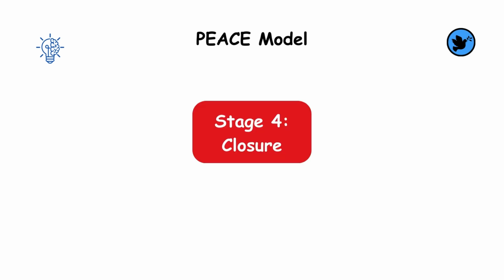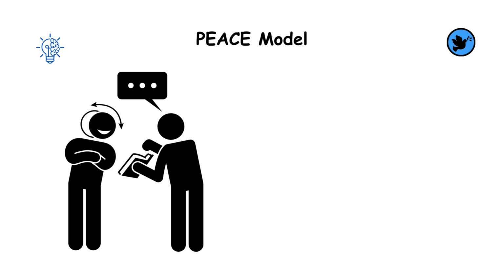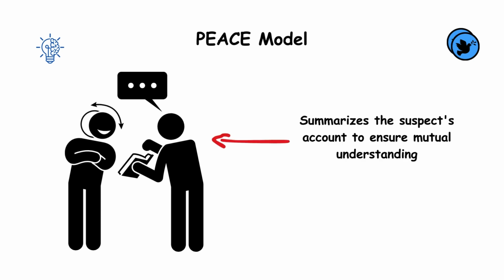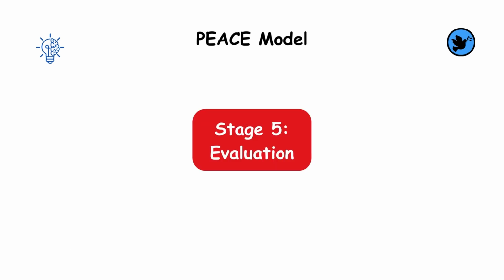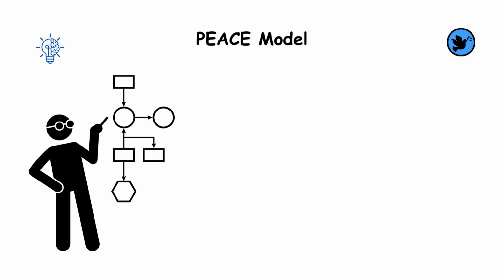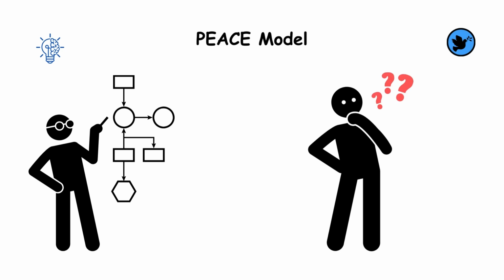Stage 4: Closure. The interviewer summarizes the suspect's account to ensure mutual understanding and verifies that all necessary topics have been covered. Stage 5: Evaluation. The interviewer assesses the interview's effectiveness, considers how the new information impacts the investigation, and identifies areas for improvement.